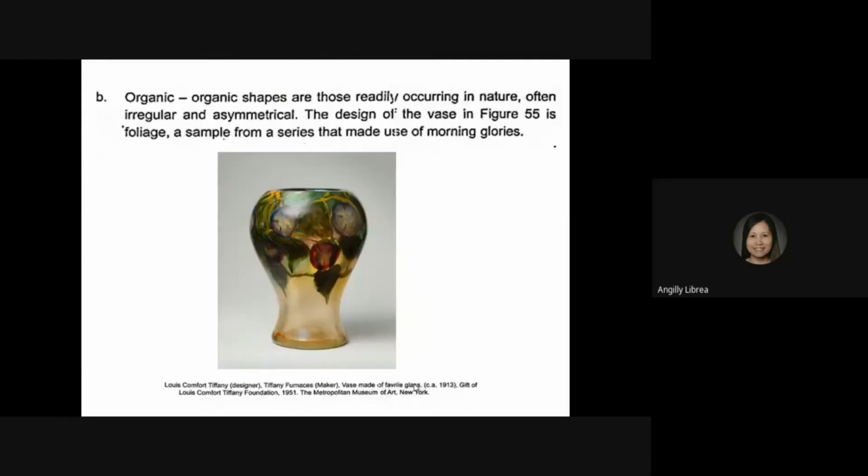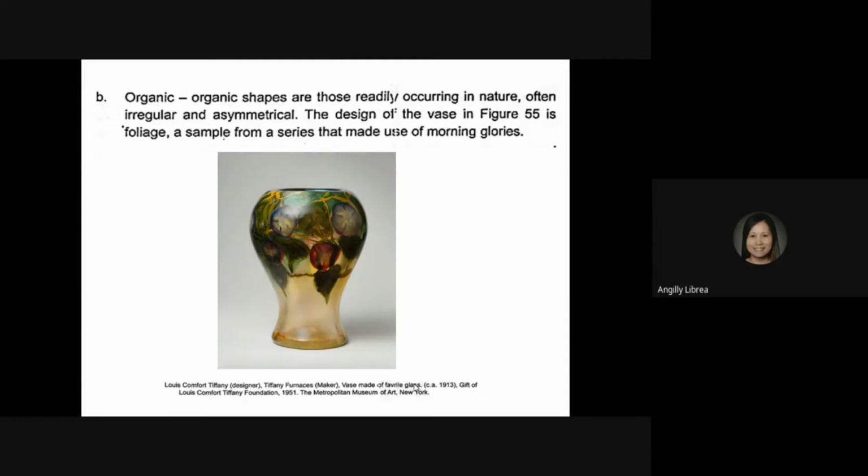The next one is organic. Okay, organic shapes are those readily occurring in nature, often irregular and asymmetrical. The design of the vase in this example is a sample from a series that made use of morning glories, right?